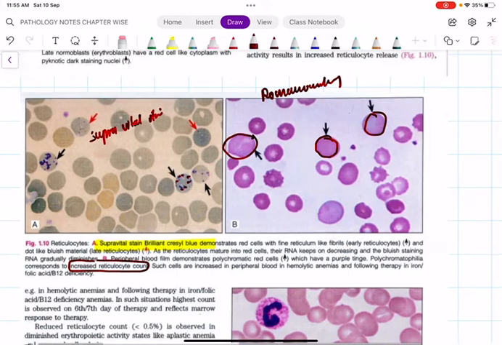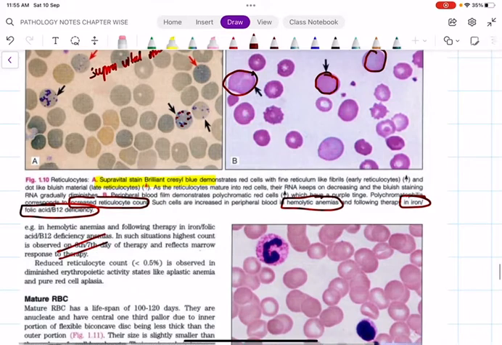And the second condition in which the reticulocyte count is high is, as I have told you, following therapy in iron deficiency anemia. Within a few days we can observe increased reticulocytes, which indirectly indicates that the patient is responding well to the therapy. Okay, these are the important points you have to remember.